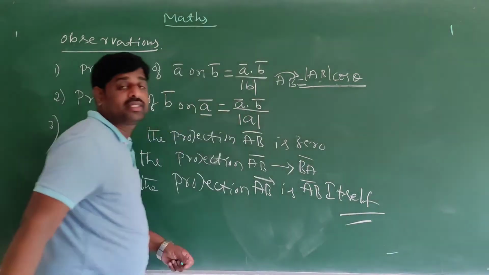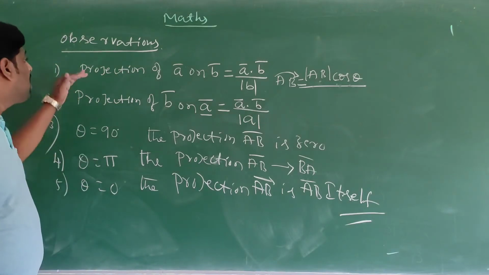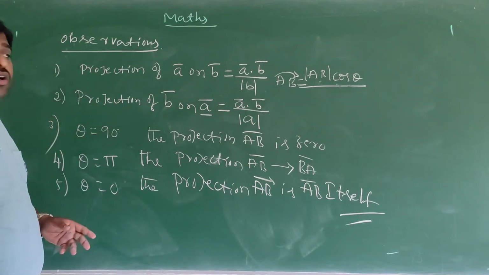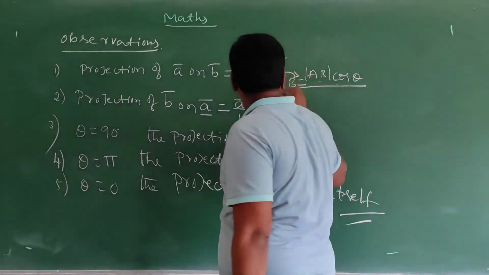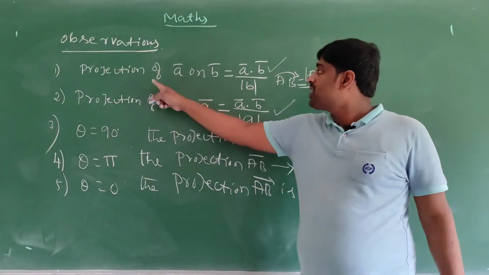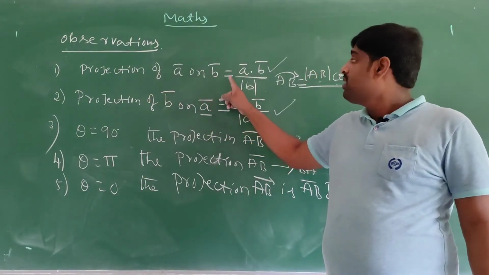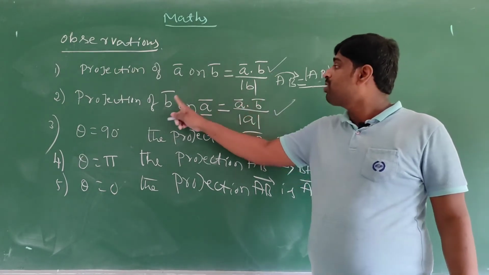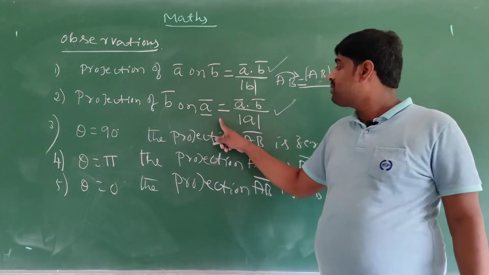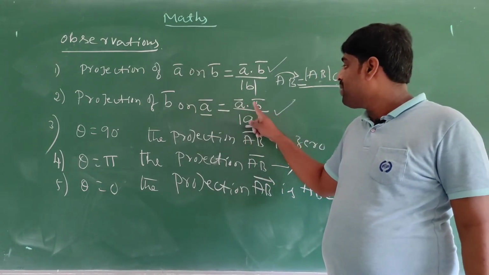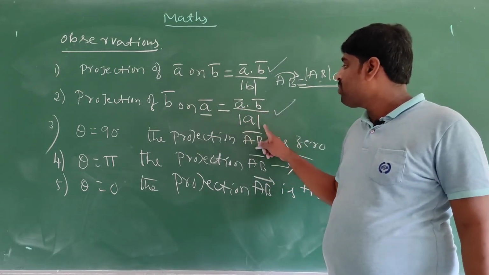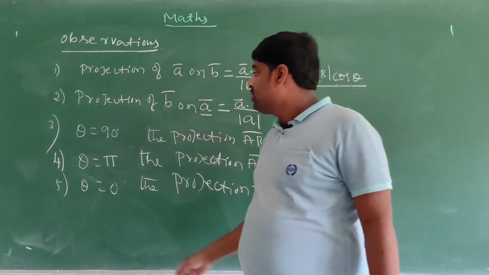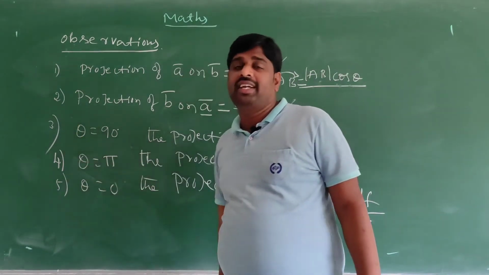AB bar itself only. Okay, so this is the observations of projection of a vector. Remember students, these two are very important formulas. Projection of A bar on B bar means A bar dot B bar divided by magnitude of B bar. The projection of B bar on A bar means A bar dot B bar divided by magnitude of A bar. So these points are very important for CET and JEE.